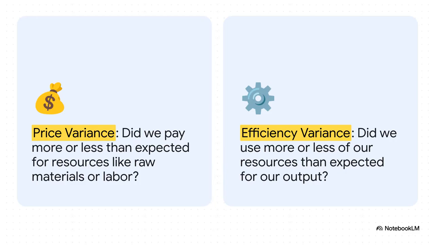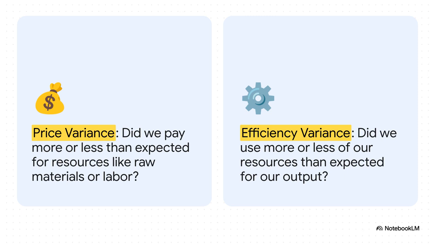Let's break that down real quick. The price variance is simple. Did we pay more or less for our raw materials, for our labor? The efficiency variance asks a different question. Did we use more or less of those materials and labor to get the job done? And here's the fun part.